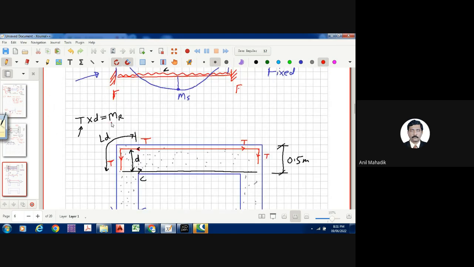So, why this moment MR is possible? Resisting moment, why it is possible? Because there is T available and there is D also available. Okay. If you want to make this MR as 0, अगर आपको MR 0 करना है समझो, क्या करेंगे आप? Either T को 0 करो और D को 0 करो, right? Either 0 into D is 0 or T into 0 is 0. Yes or no?